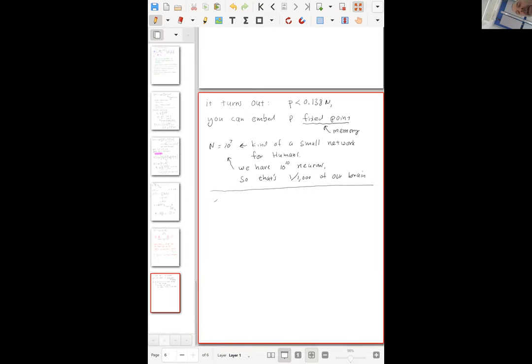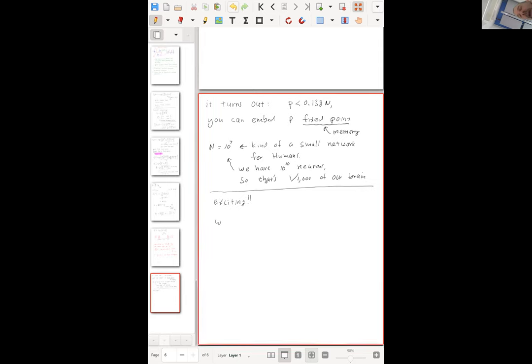So this is exciting because understanding where we store memories seems pretty critical to understanding how the brain works. Okay, so that's the good news. The bad news, I'm going to tell you in a second. We'll stick with the good news. But what we want to do is get a little more insight into what's going on. So what's really going on?